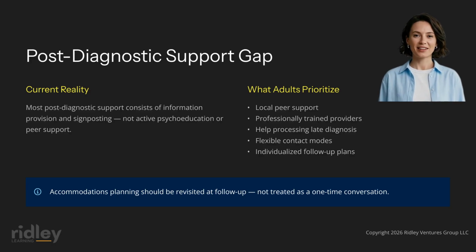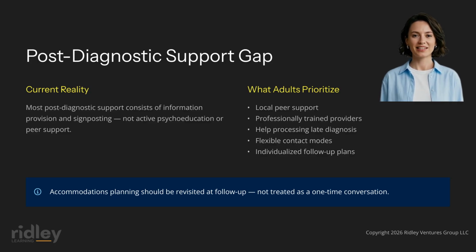The support side of the equation, however, is where contemporary systems fail most visibly. Norris and colleagues' 2025 United Kingdom systematic review of 19 studies concluded that most post-diagnostic support for adults consists of information provision and signposting rather than active psychoeducation, peer support, or practical accommodation. This leaves the majority of newly diagnosed autistic adults without access to the services they identify as most important.